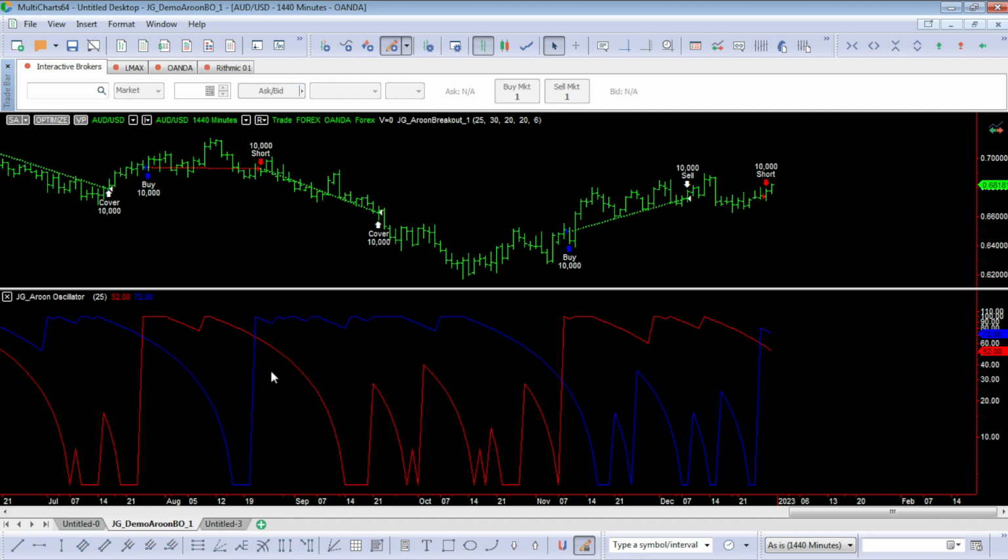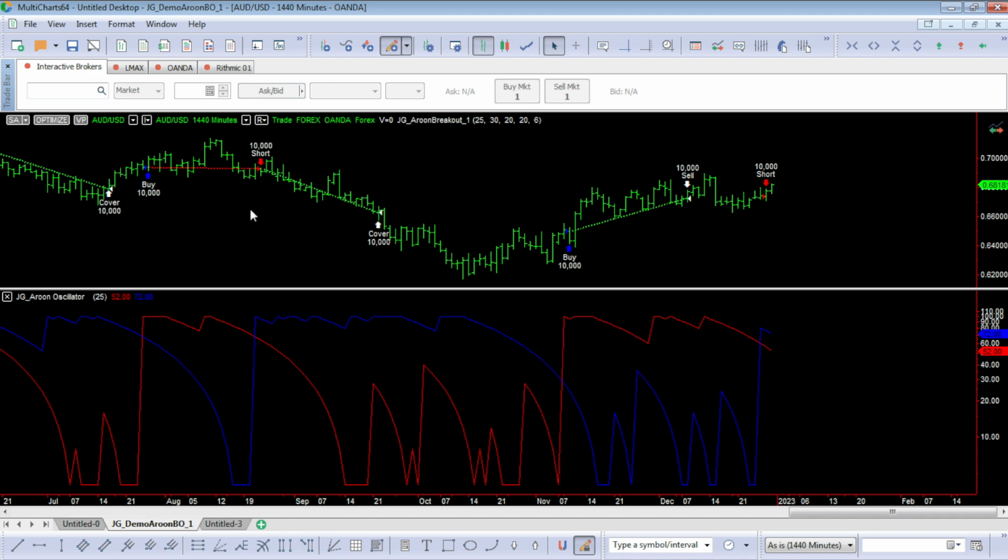So we've got 2 lines. The red line we call the Aroon high or the Aroon up, and the blue line which we call the Aroon down or the Aroon low. And the signals come when we get a crossing of these lines. When the Aroon high or the up crosses above the low or down, we get a buy signal. So we buy on the open of the next bar after the cross, and the opposite, we get a short signal.